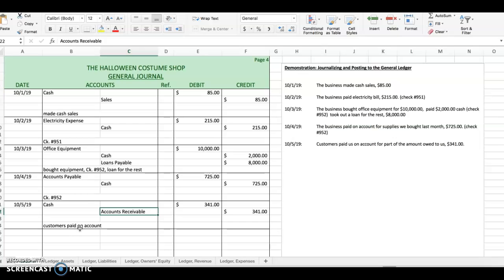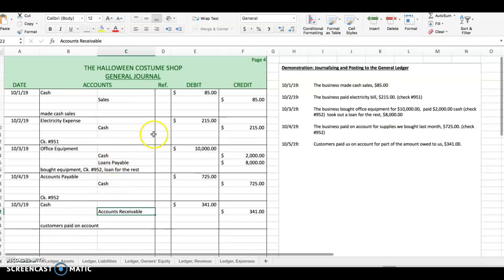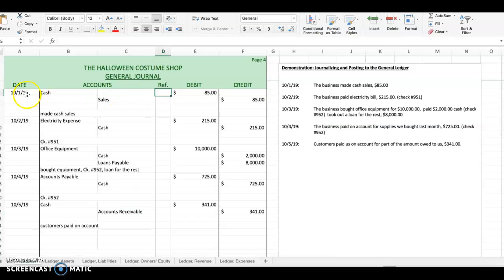Now we want to look at taking them from the journal and putting them into the ledger. The tabs at the bottom of our spreadsheet here not only show this journal, but also the different accounts in the ledger. There are 5 different kinds of accounts: assets, liabilities, owner's equity, revenue, and expenses. We won't use all of them, but typically those are the 5 different kinds of accounts that you would find in a ledger. So we start at the top and work our way down when we do the posting. And the first one is cash, and it is debited by 85.